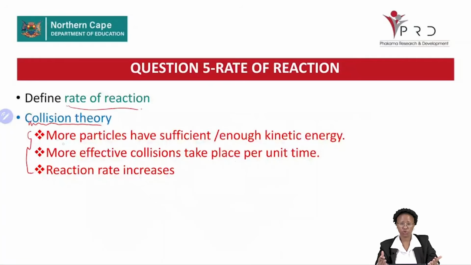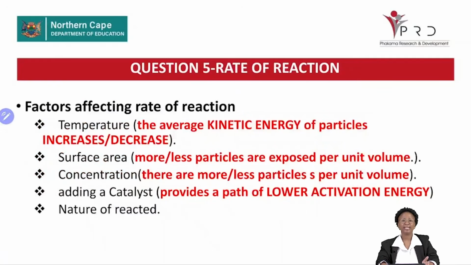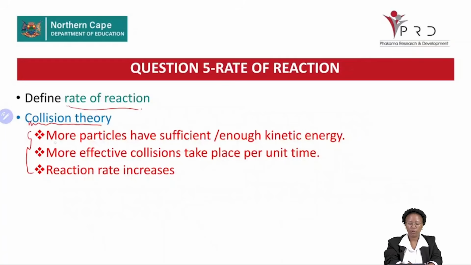Enough kinetic energy to react, and more particles will have effective collisions per unit time. Now that you have looked at the collision theory, let us look at the factors themselves that are affecting the rate of reaction. And what is it that is different in terms of the collision theory? What is the first statement that is going to be different in all of them? Remember, I said that the 3 bullet points that I've indicated here will be the same for all the factors, but what will be different is the first bullet.